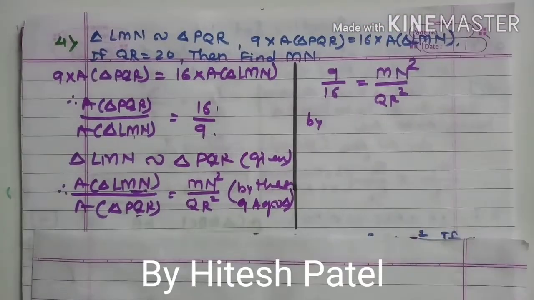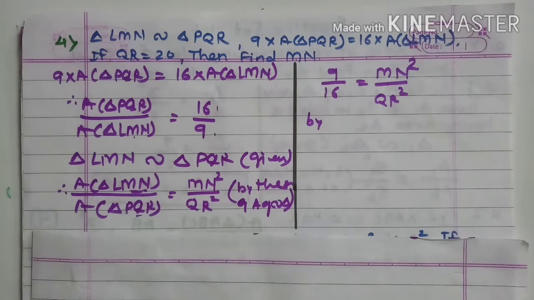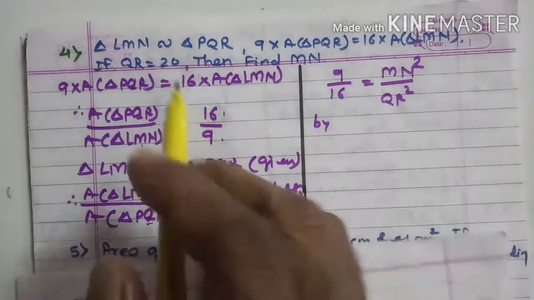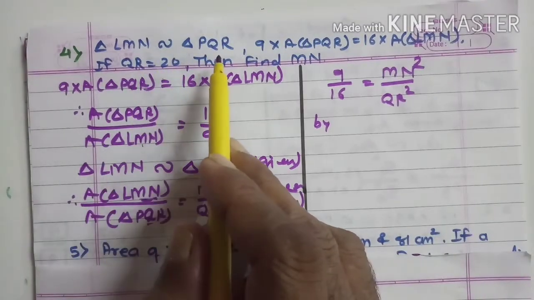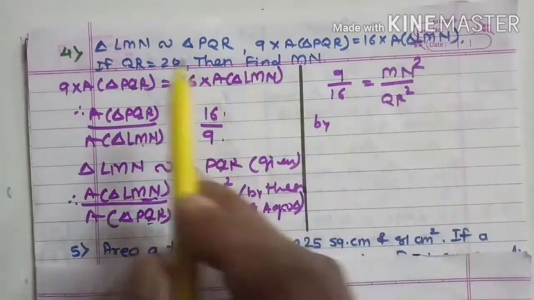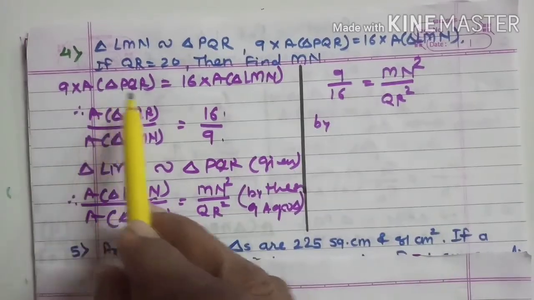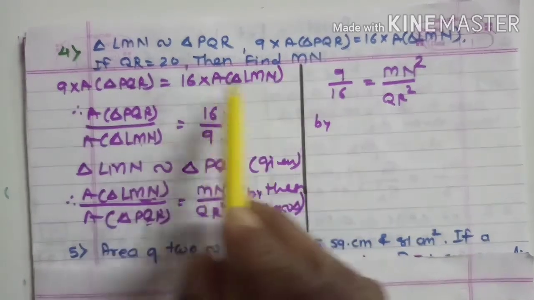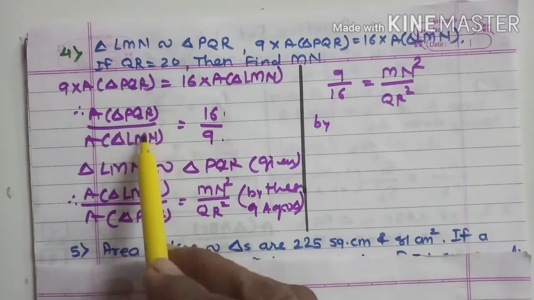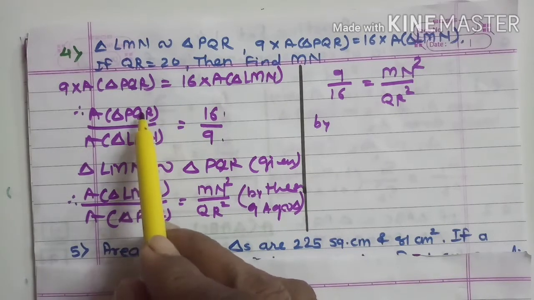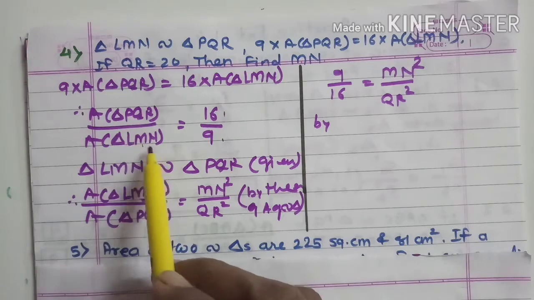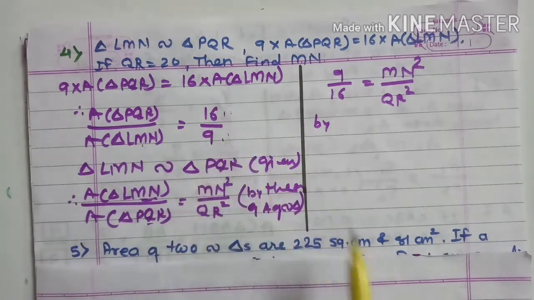Because of less space in my mobile, question 4 is incomplete in the previous video. Now let's see it again. The triangle LMN is similar to triangle PQR. The relation is given, QR is given, we have to find MN. So first of all, with the help of this relation, we find the ratio of area of triangle PQR and triangle LMN, that is 16 upon 9.